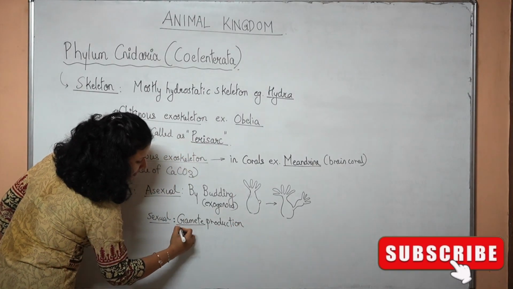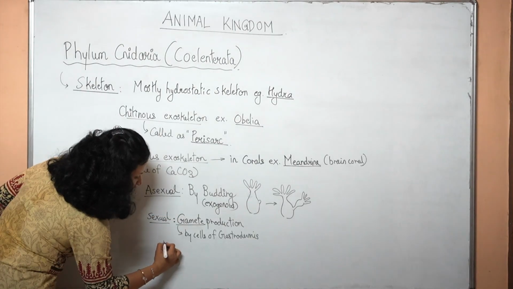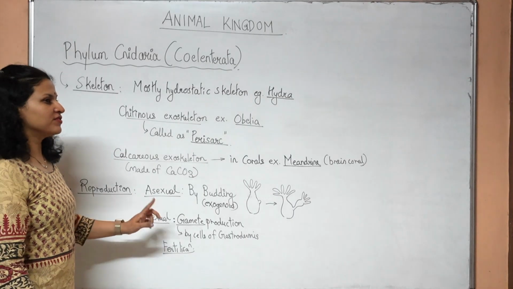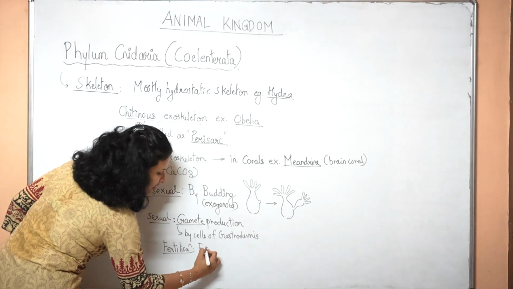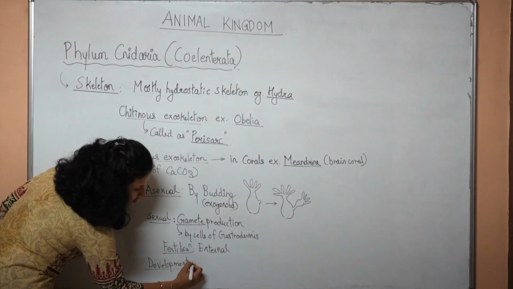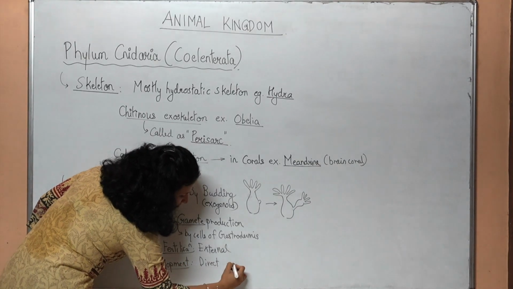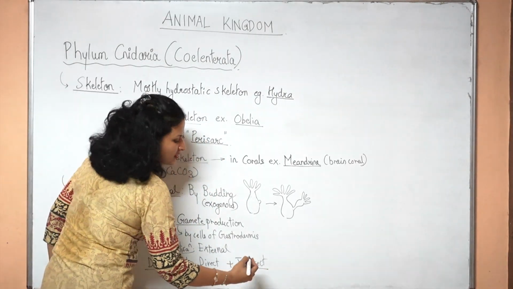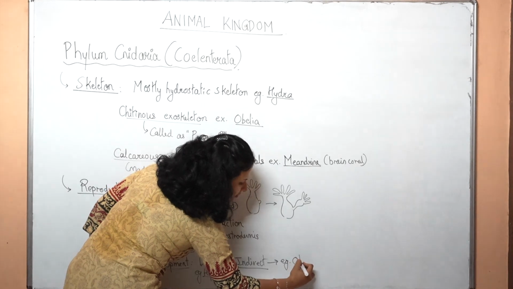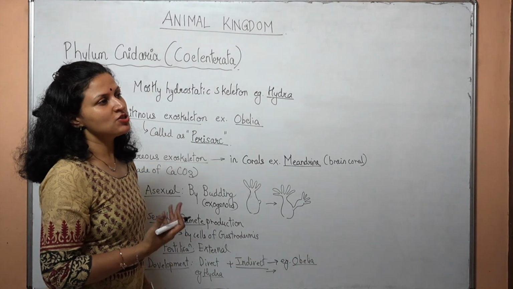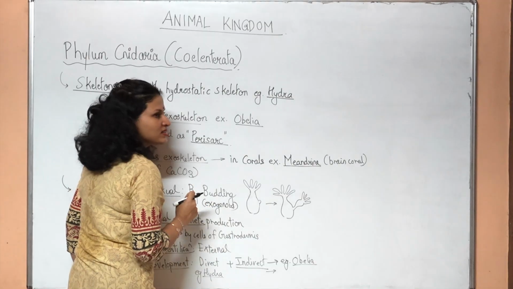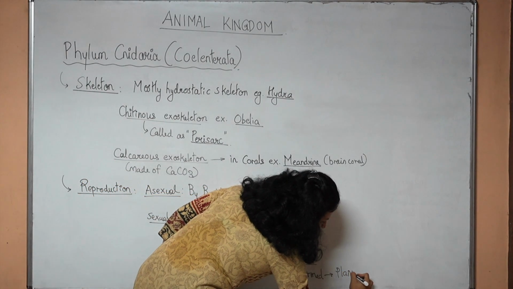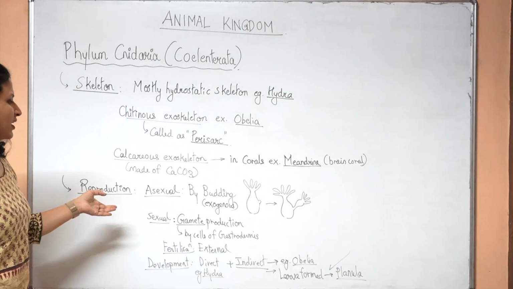The gametes are produced by cells of the gastrodermis. Fertilization process: fertilization was internal in case of Porifera. In case of Cnidaria, the fertilization is said to be external. Next, development. Development is direct as well as indirect. Direct is seen in some species like Hydra, and in case of indirect development, for example in Obelia, an intermediate larva is seen before the formation of the mature individual. The larva is called the planula larva. This is an important larva called planula larva. Remember this. So that was about reproduction.